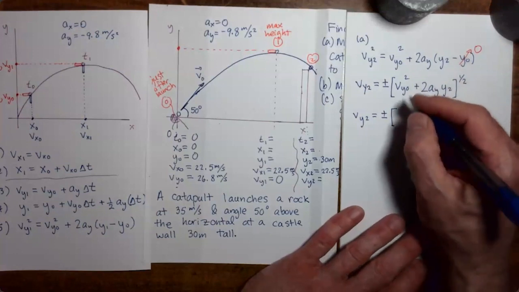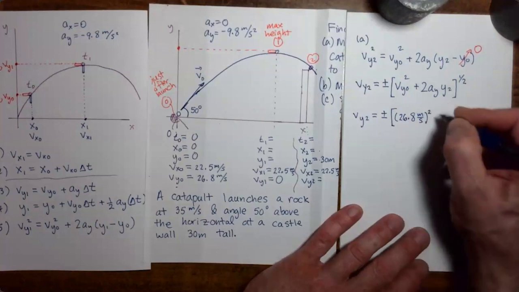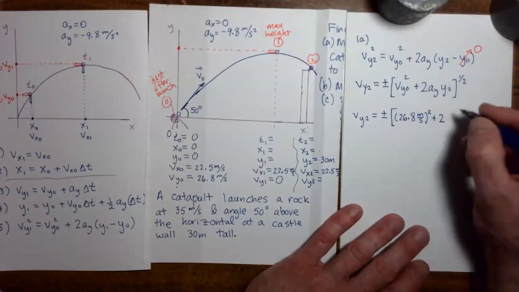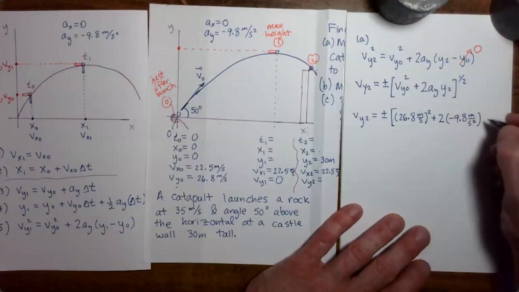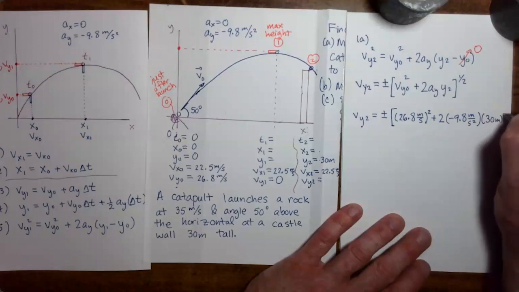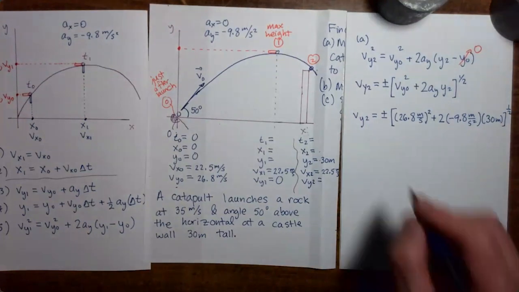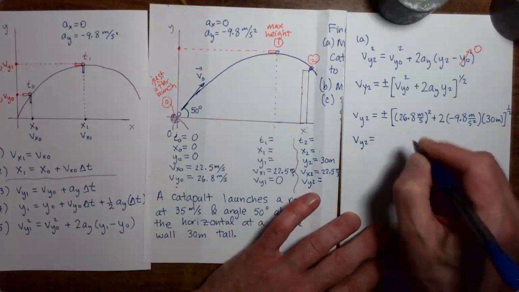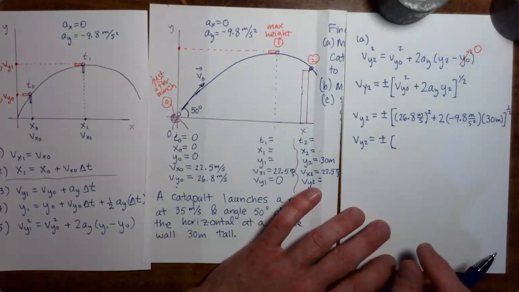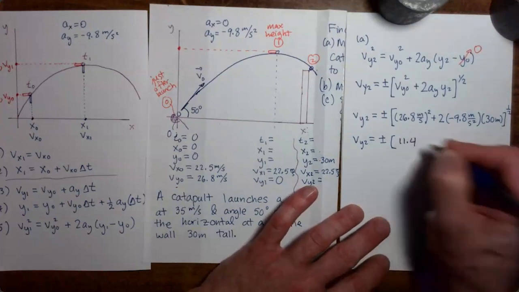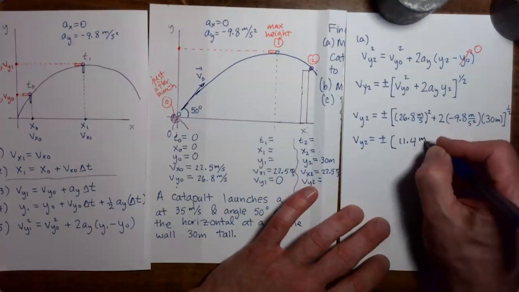So put in Vy0, 26.8 meters per second, squared, plus, and then 2ay was minus 9.8 meters per second squared, and 30 meters. And take the square root of the whole thing. Now that value you get from punching all this into your calculator is 11.4. Now you're taking the square root of meters squared over second squared. That gives you meters per second.